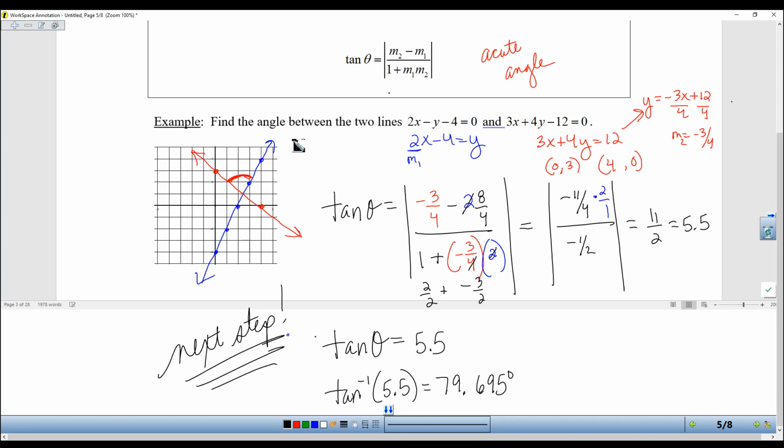So always make sure that you're making the sketch, and you do not have to do all this math. You can type that directly into your calculator. If you still don't know how to do that, make sure that you ask me in class so that I can help you. But there's the angle between the two lines.